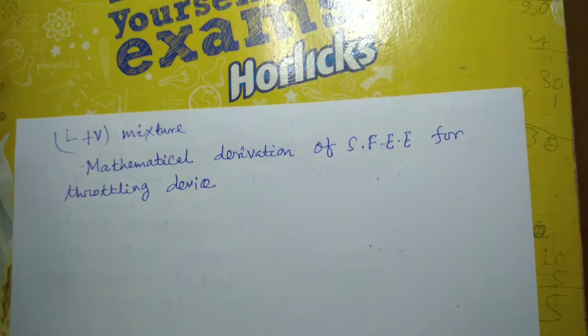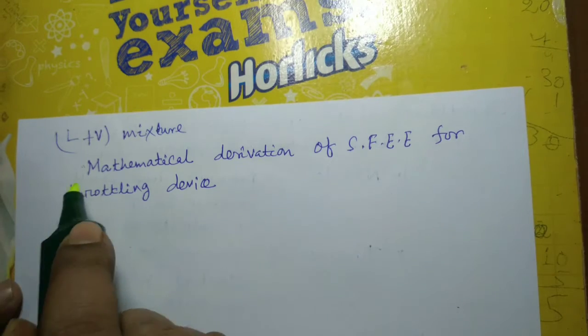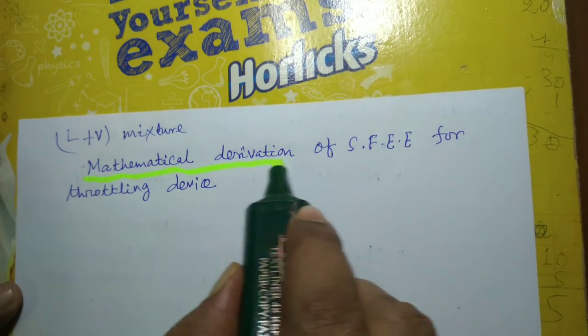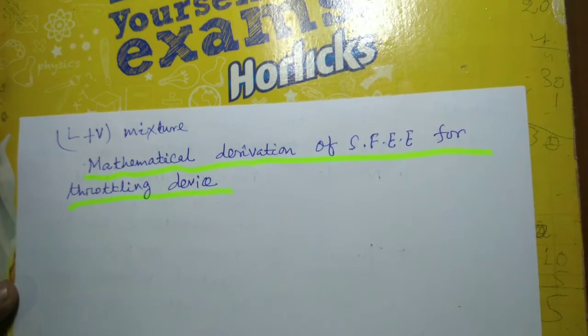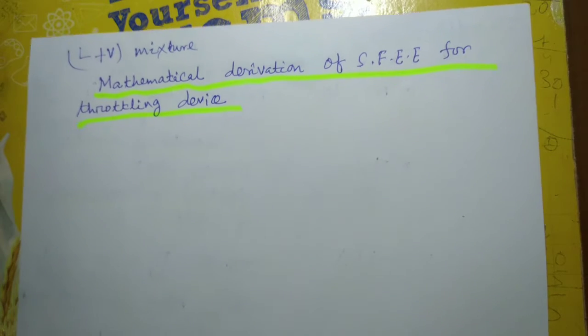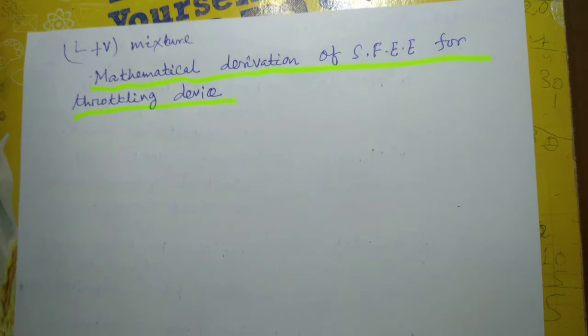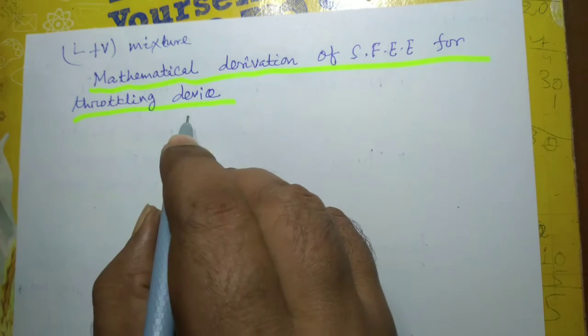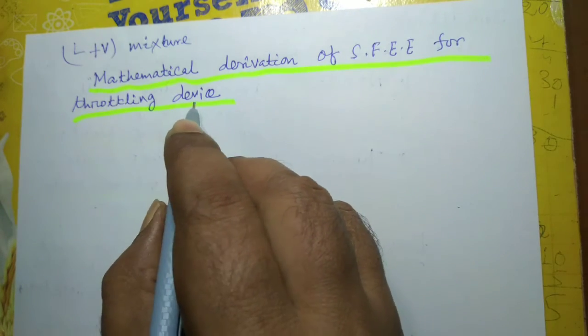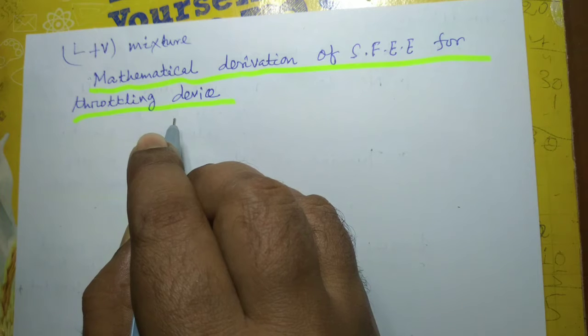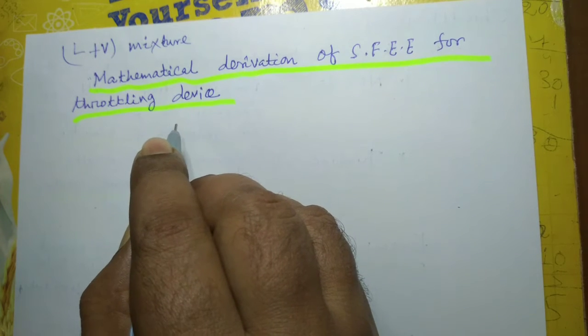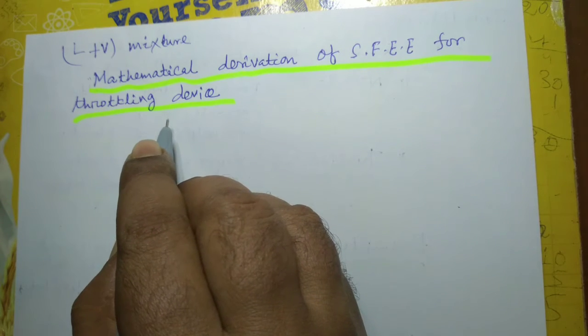You see, mathematical derivation. We know that the general steady flow energy equation we have already studied, but what will be the steady flow energy equation particularly for a throttling device? The equation varies from device to device because some assumptions and conditions vary. That's why the general steady flow energy equation assumes different forms for different steady flow devices.